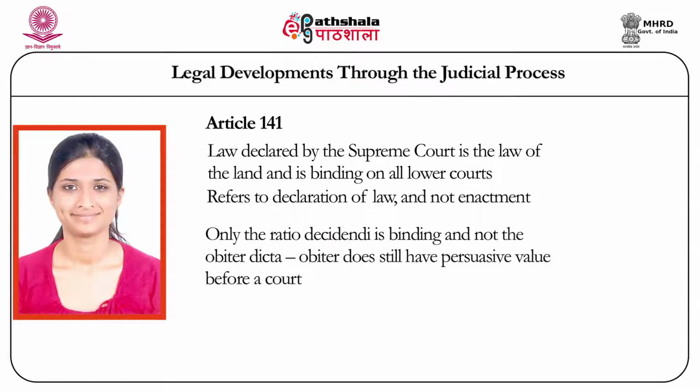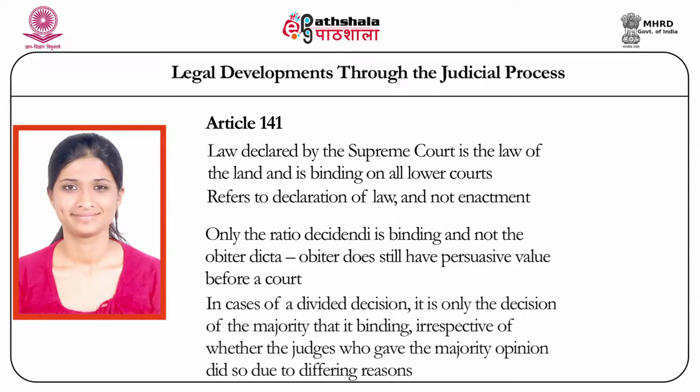The ratio decidendi is that crucial point of law that has been decided by the court which can be relied upon in the future by other courts and lower courts who are faced with a similar question of law. The obiter dicta, on the other hand, is an observation or legal suggestion by the court, not arising in a manner so as to require a decision by the court. Obiter still does have persuasive value before the court, but it does not have a binding effect on lower courts.